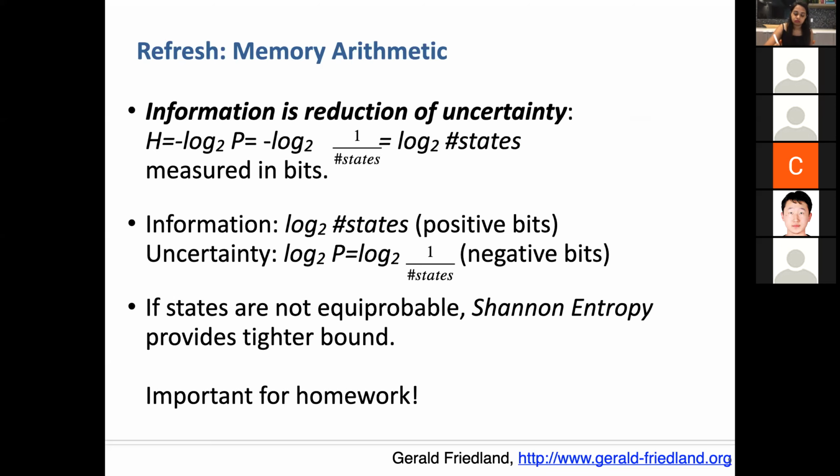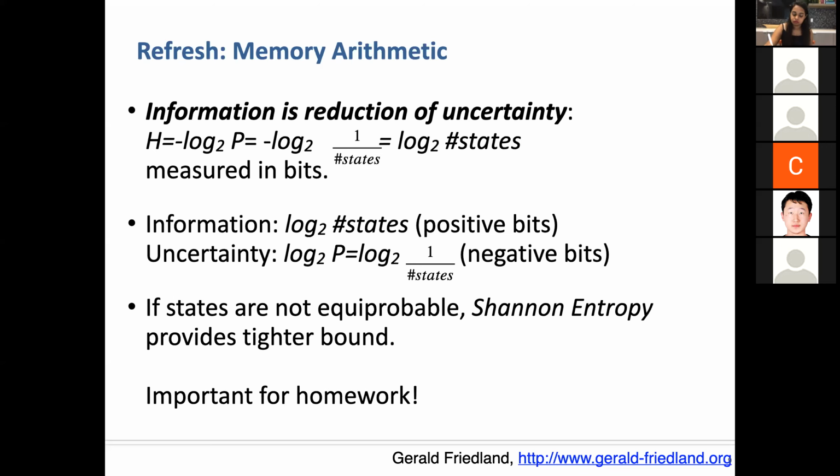But the interesting part here is that it helps us understand the connection between certainty and uncertainty, which is information. Information is reduction of uncertainty. If I have 16 bits of information, then I reduced one divided by 2 to the power of 16 possible branches of uncertainty, right? I'm going to go into this further in a little bit. So information is log 2 of the number of states, and it's positive. And uncertainty is minus log 2.